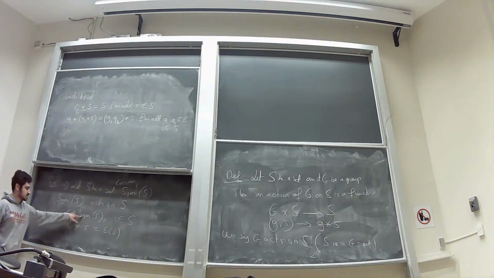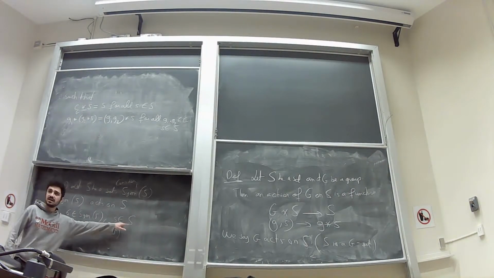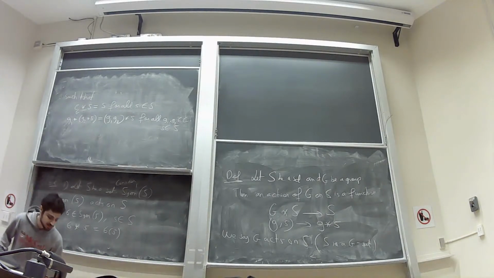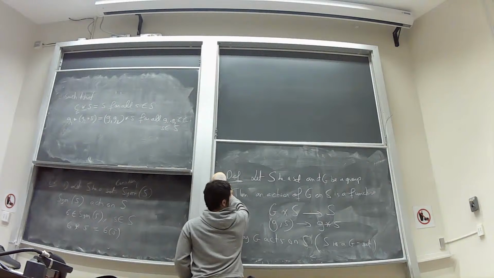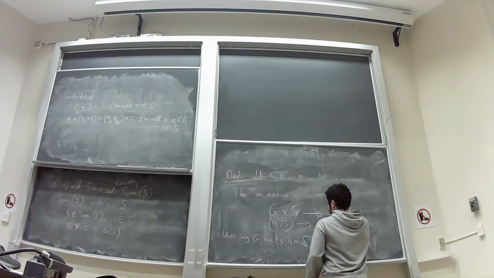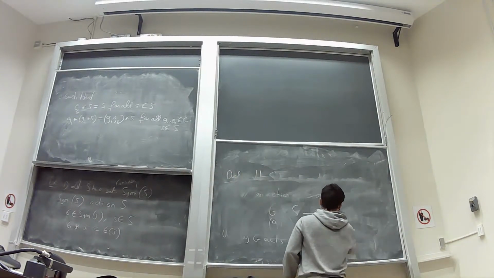G acts on S, the group. Sigma of S is in big S. Now let's prove that it satisfies the action properties.